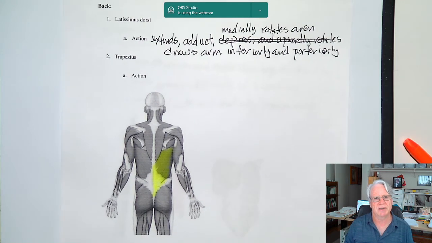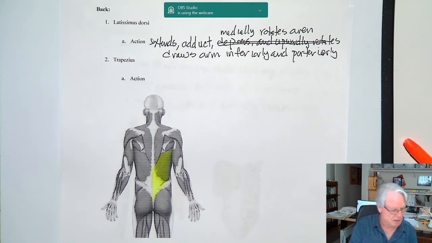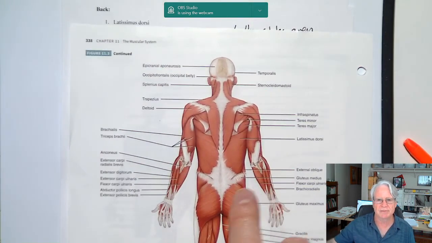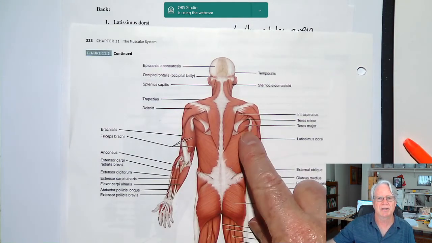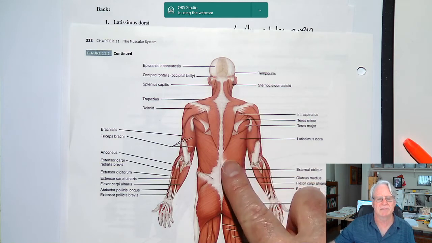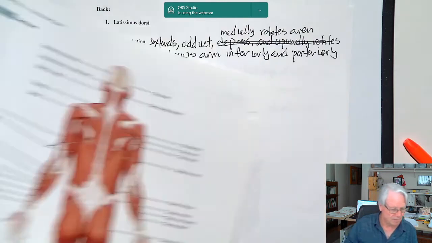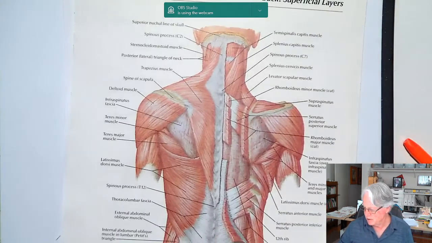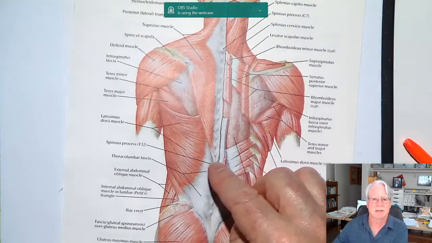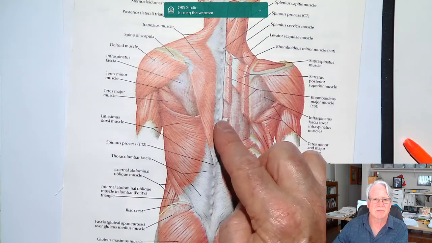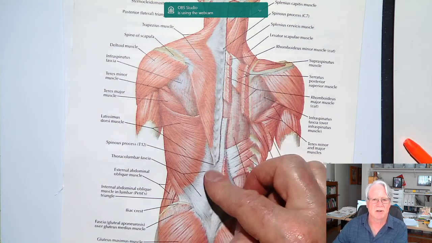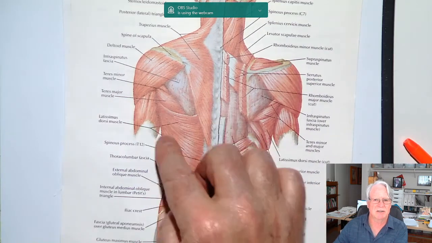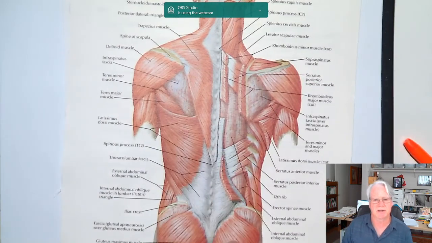Okay, so that's the latissimus dorsi, and we've got a nice image of that right here. There it is, a big broad muscle. And here's a slightly different view of it right here. You can see the very long and extended origin, and then following into the humerus, going into the humerus there.